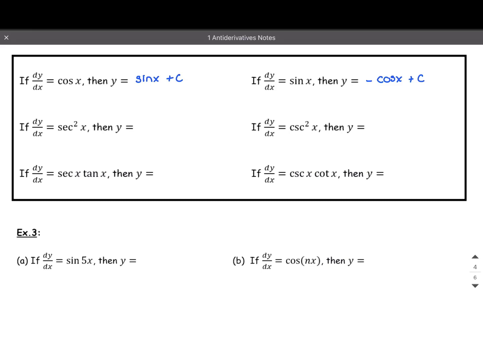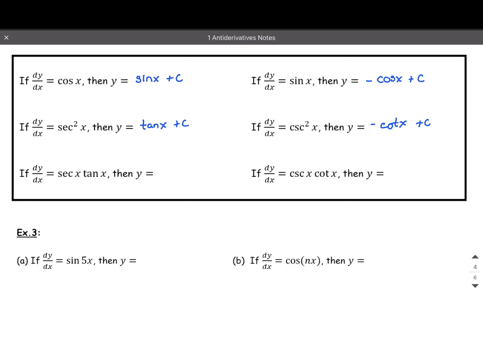Now dy dx is secant squared x, then y equals, what has a derivative of secant squared? That's tan x, and don't forget the plus c. Now if dy dx equals cosecant squared of x, then y equals, what has a derivative of cosecant squared x? Not quite cotan x, but the negation of the cotan x, plus c.